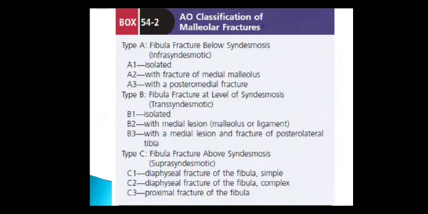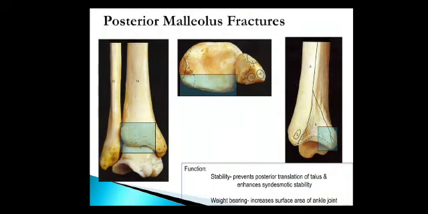AO classification. It's basically the fibula fracture below the syndesmosis, then fibula fracture at the level of the syndesmosis, and suprasyndesmotic, with or without medial malleolus involvement.